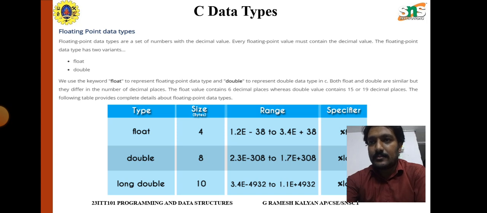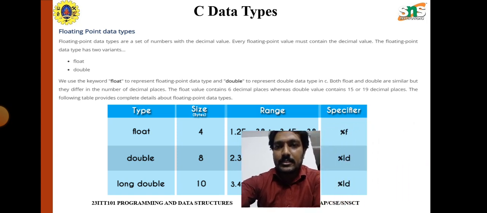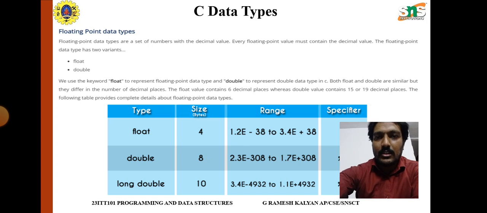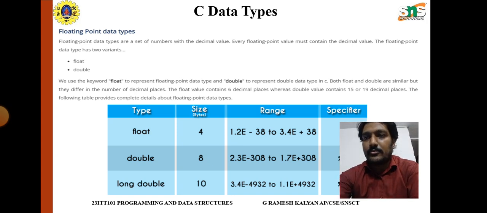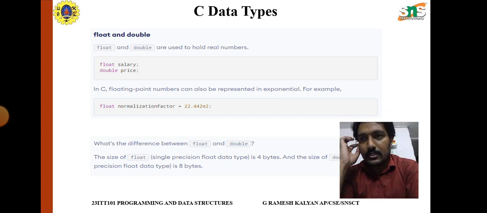So this is the type floating point and double. We specify, for example, if it is a floating point, %f, and %lf for double. Float and double just differ in memory bytes. For float, we are representing it as float salary, and for double we use the keyword with the variable, that is double price. So this is an example given, as we could see.